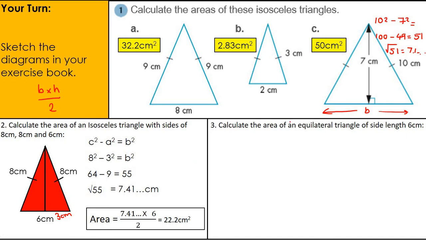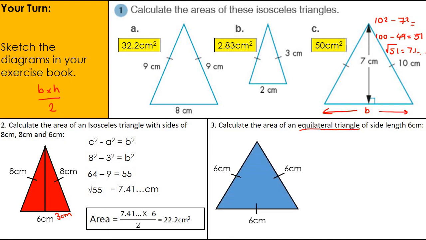If you didn't get that and now you're thinking, oh, I can have a go at this one, again, pause the video and have a go. Otherwise, we'll go through the answers. So calculate the area. Now this time it's an equilateral triangle, so you should know that means all sides are the same length. So they're all 6, okay?